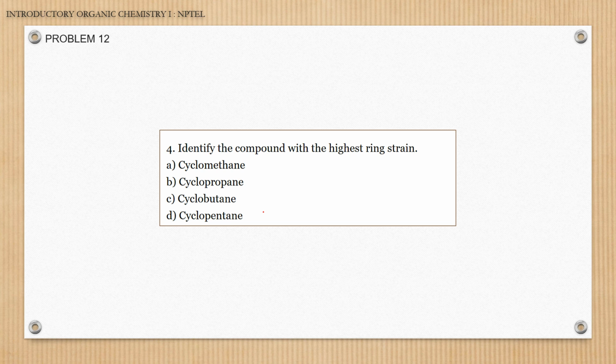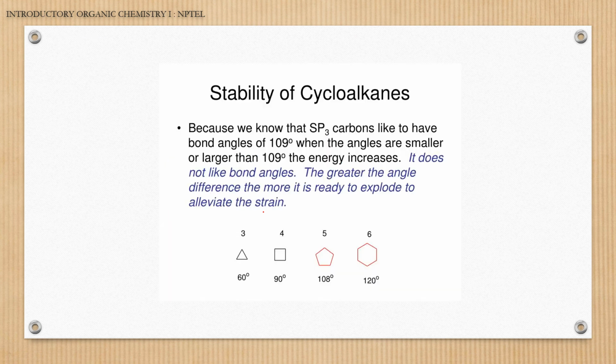109.5. Cyclobutane is also packed. It cannot have other conformations, right? If you talk about cyclopentane, it can, but cyclobutane cannot go beyond that particular structure. So here what you have to see is the angle. Basically the angle in cyclopropane is 60 degrees, in cyclobutane there is 90 degrees, in cyclopentane there is 108 degrees, and in the cyclohexane ring 120 degrees is there.